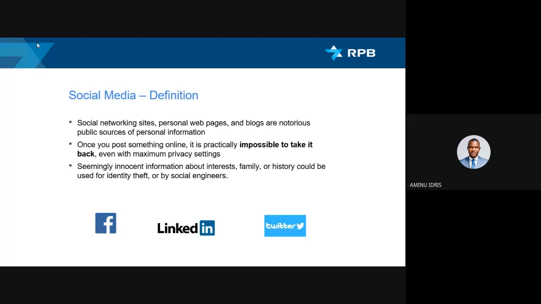So seemingly innocent information about your interests, like your family and history, could be used for identity theft by social engineers. Yes, of course. That is why it is very advisable, if you are using a social media that is exposing you, maybe you did not set a personal privacy setting, to do that. It is not advisable to allow some of your personal information to be leaked online. A lot of people can use that to steal your identity and commit a crime.